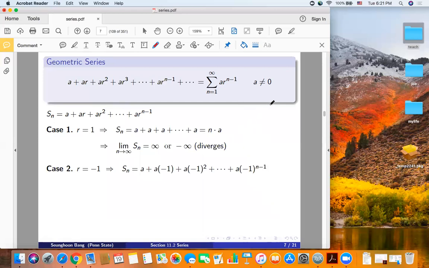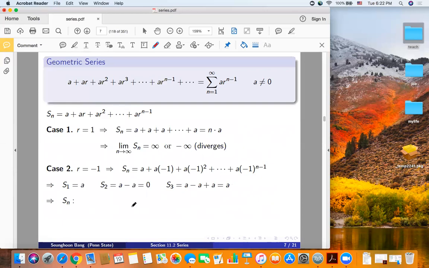So like this. The Sn, this one is right. You plug negative 1 into r. So we have this one. First one, what's S1? Just the first term, a. What's S2? Add two terms. a minus a is 0. What's S3? Add three terms. a minus a plus a. The a's cancel, just a.